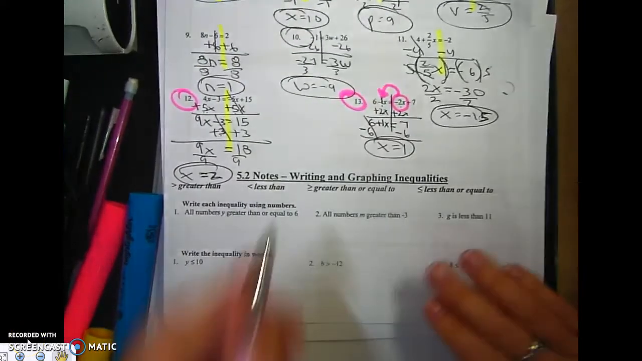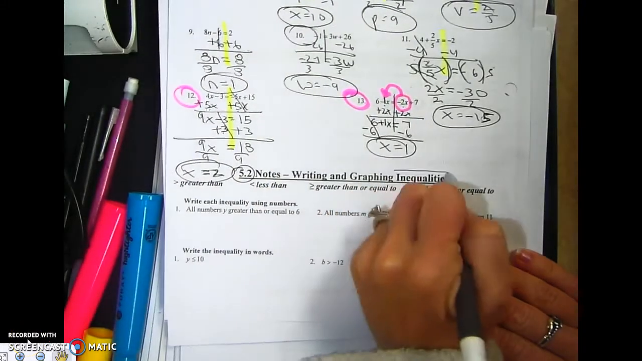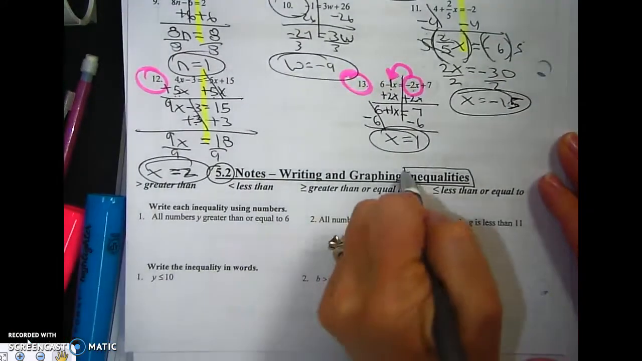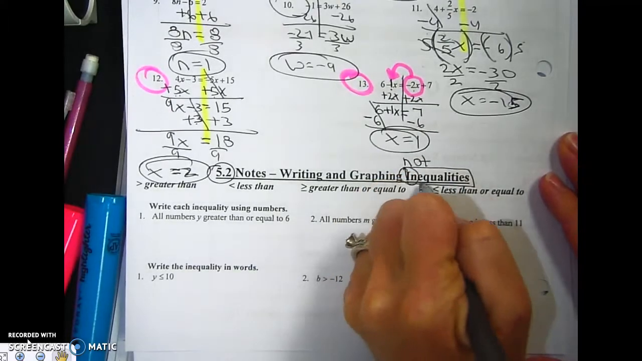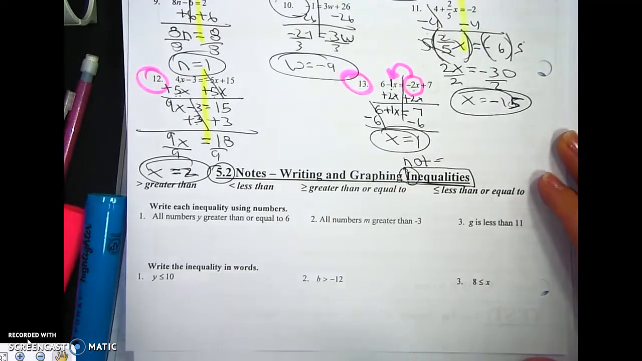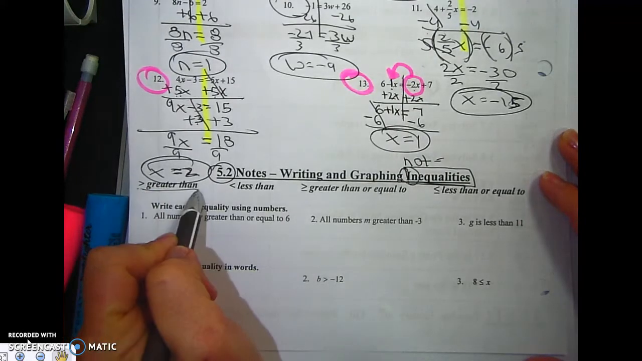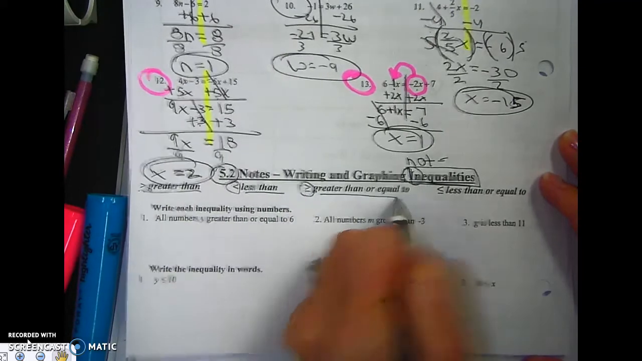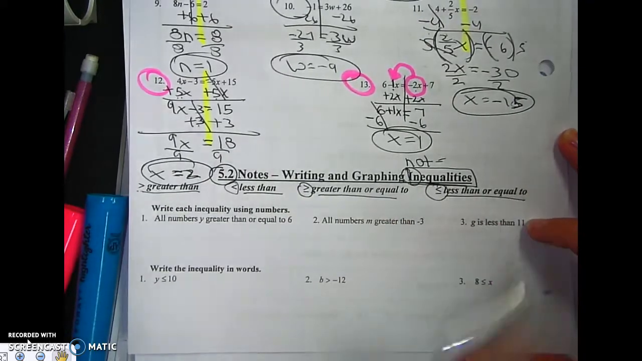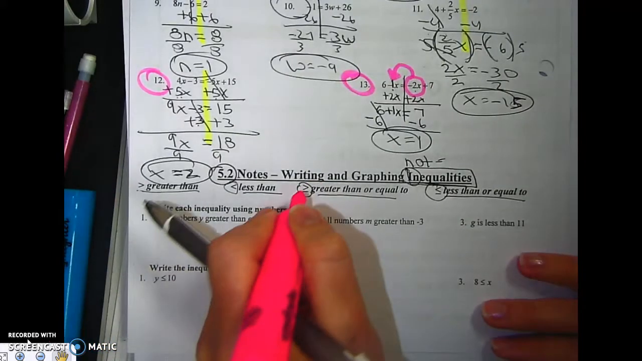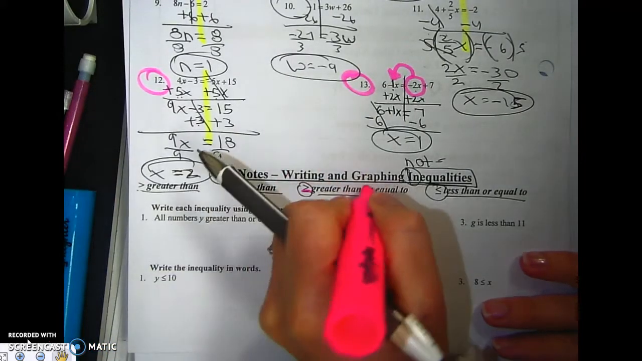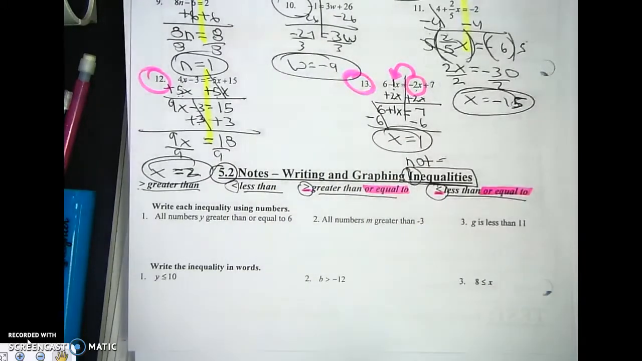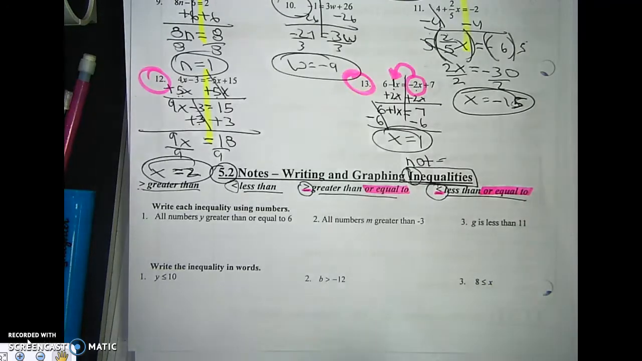So for lesson 5.2, we're dealing with this word, inequalities. If you look at the word inequalities, in means not, equality means equal. So that's why we're dealing with greater than, less than, greater than or equal to, less than or equal to. If you see that it has the line on the bottom, that means or equal to. Line on the bottom, or equal to. Okay? So it just has to be one or the other.